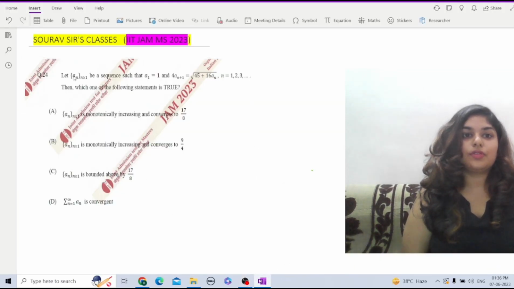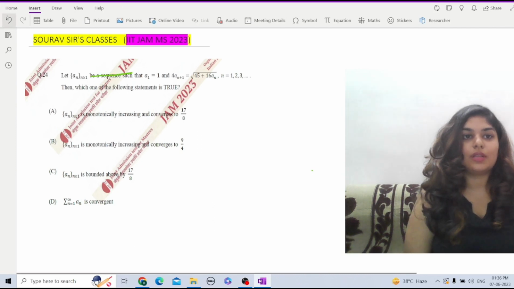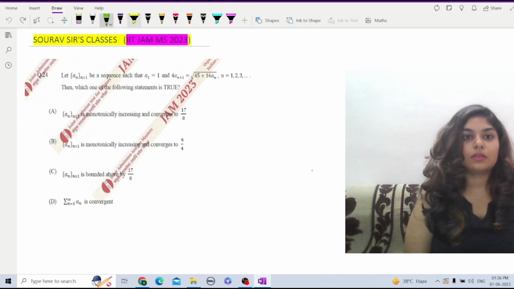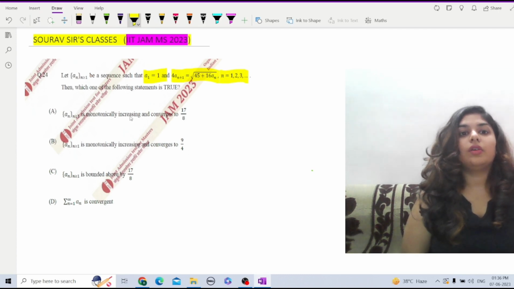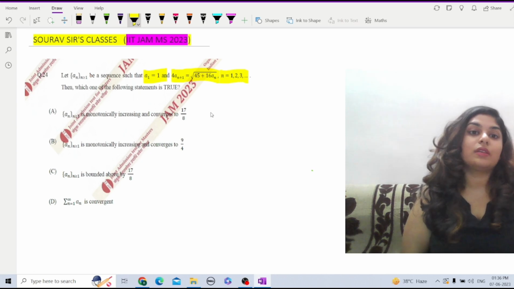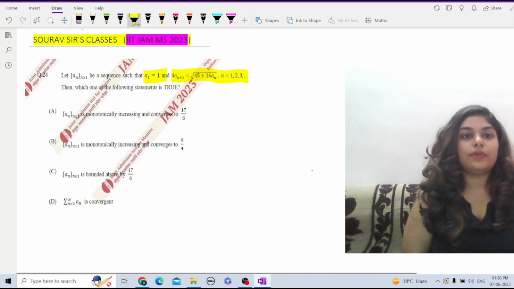The next question in front of you is: given that let a_n, n greater than or equal to 1, be a sequence such that a1 is equal to 1 and 4a_{n+1} is equal to the given expression, for n equal to 1 up to infinity. Which one of the following is true? Now in order to understand the monotonically increasing or decreasing function and whether it converges or not, let us first try to find out the following.